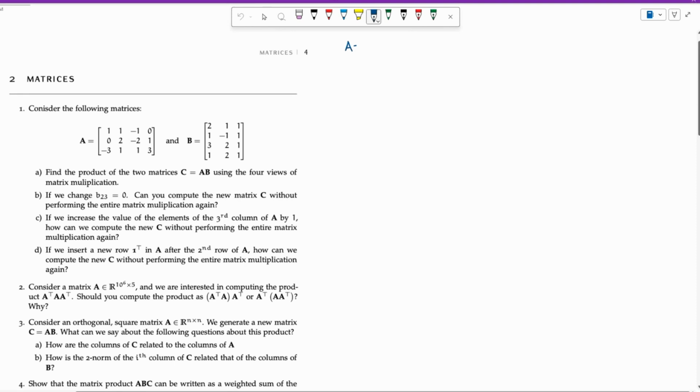When you have C equals AB, the first thing that we want to do is find out the product, and we want to do this using the 4 views. The 4 views are what are they? The inner product view, the column view, the row view, and the outer product.